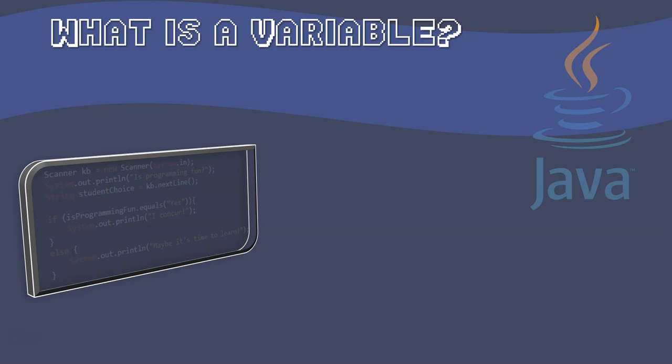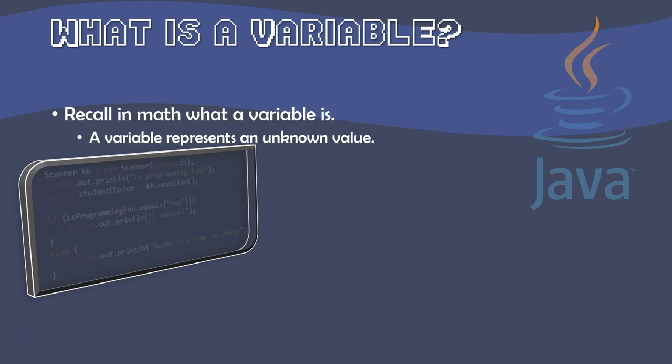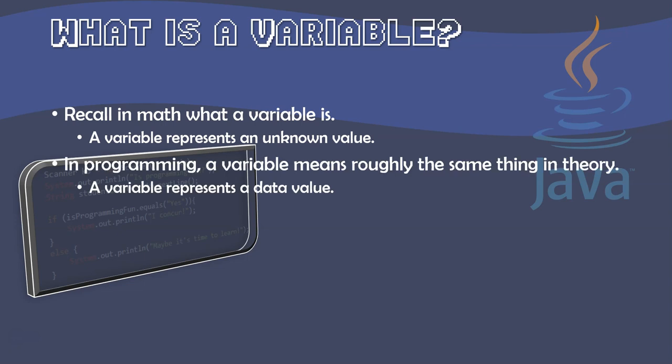So diving right in, what is a variable? Well, you might have heard the expression because if you recall in math, particularly in algebra, we kind of know what a variable is. It's simply representing an unknown value. Well, in programming, a variable means roughly the same thing in theory. A variable in programming is going to represent a data value. Now, that data value may or may not be known depending on the context, but generally speaking, we are not necessarily going to see what that value is right off the bat.